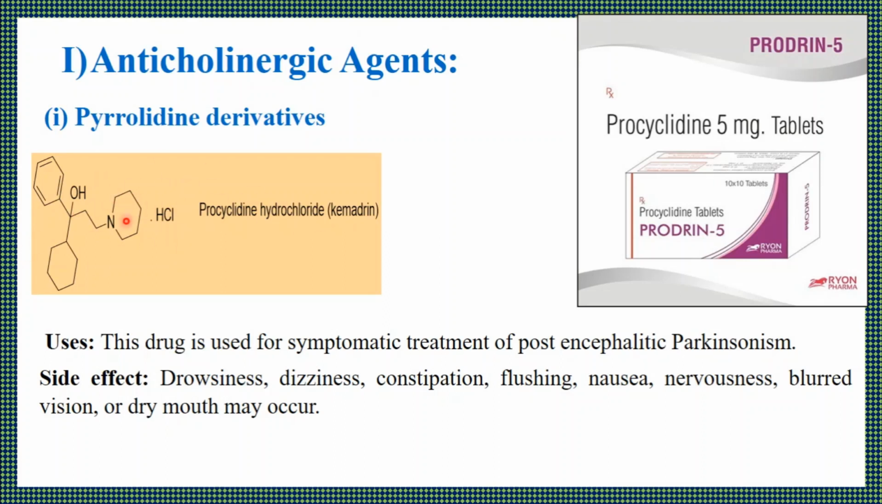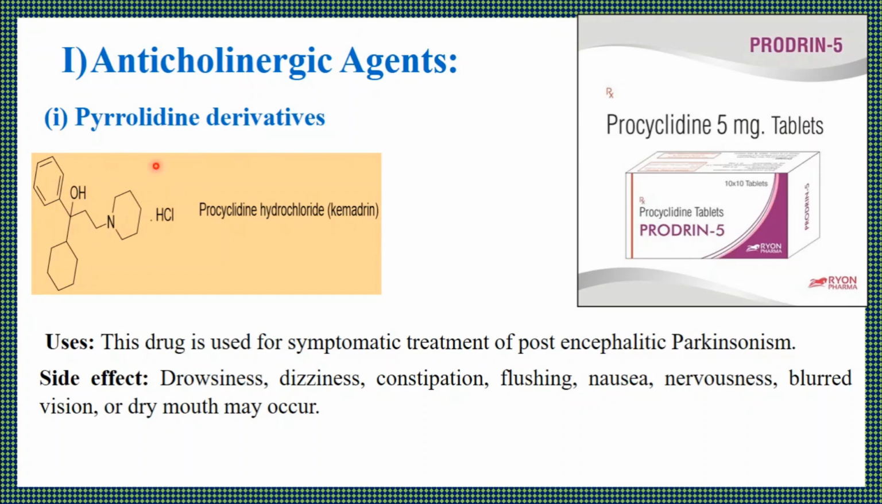This is the structure of that, and the use is for the symptomatic treatment of encephalitic Parkinsonism. The side effects are that it causes drowsiness, dizziness, constipation, flushing, nausea, nervousness, blurred vision, and dryness of mouth. So these are the side effects of this procyclidine hydrochloride. This is the structure of procyclidine hydrochloride, and it comes under the class pyrrolidine derivative. It's a derivative of pyrrolidine.